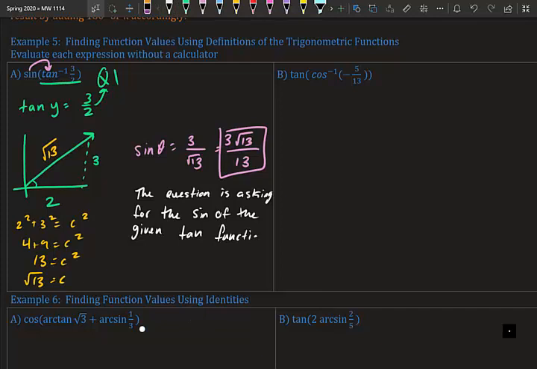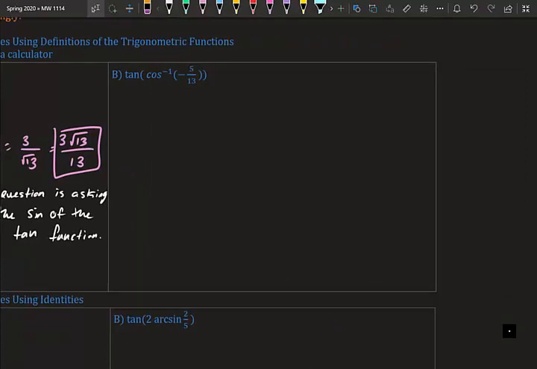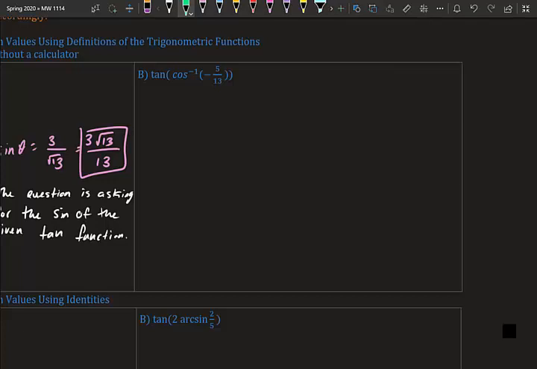So as I said before, the question is asking for the sine of the given tangent function. All right, part B. So we want the tangent of whatever the inverse of cosine negative 5 over 13 is. So we have our inverse of cosine. We're going to switch that so it's not the inverse. So we have cosine theta equals negative 5 over 13.